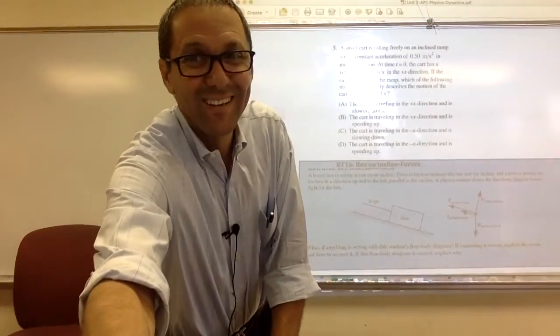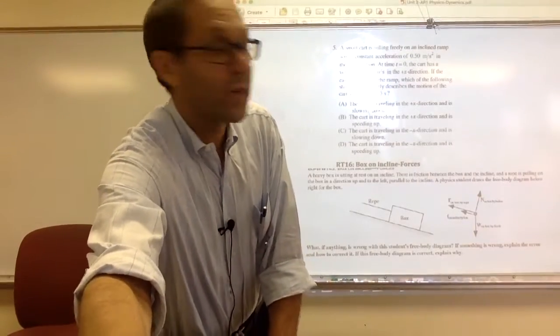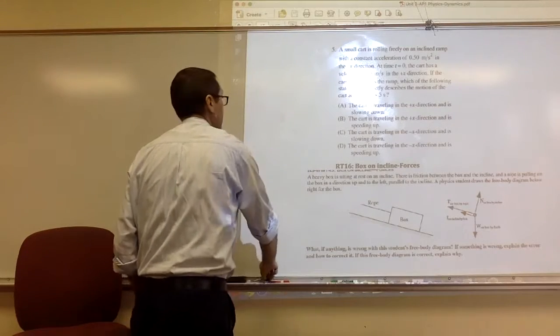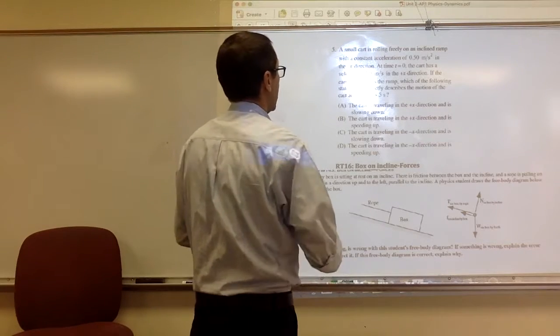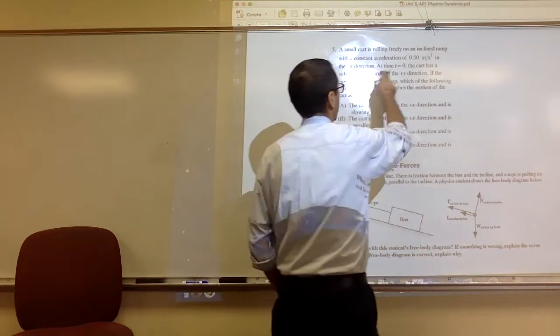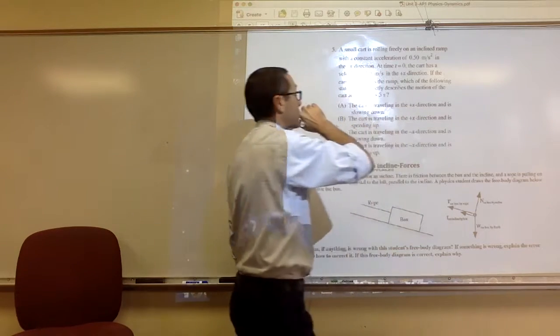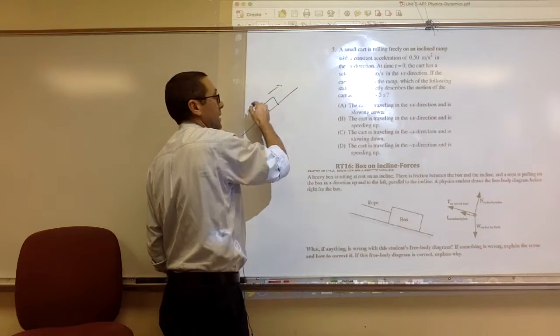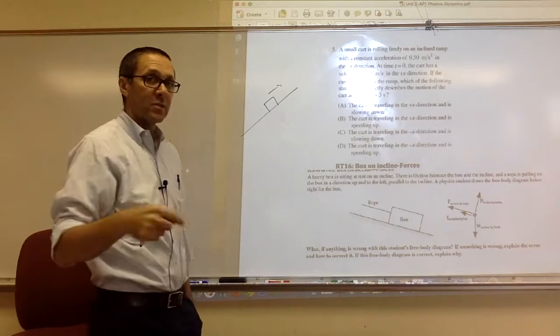All right. So we're on page 43. Okay. So we're looking at this number 5 here. Now, if you read it carefully, it shows you that the acceleration is in the negative direction, which means down the ramp. So the object is moving up the ramp, but the acceleration is down the ramp, which means it has to be slowing down.